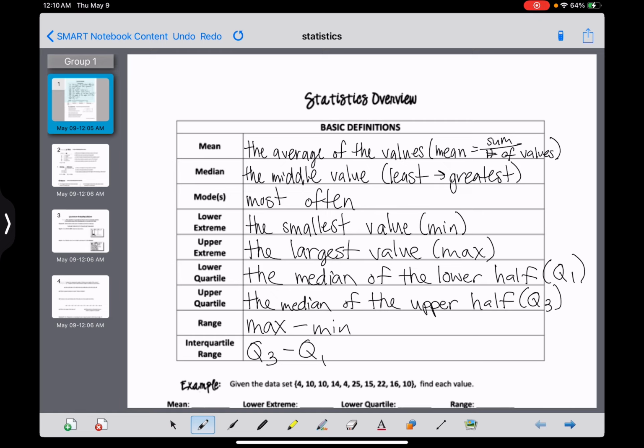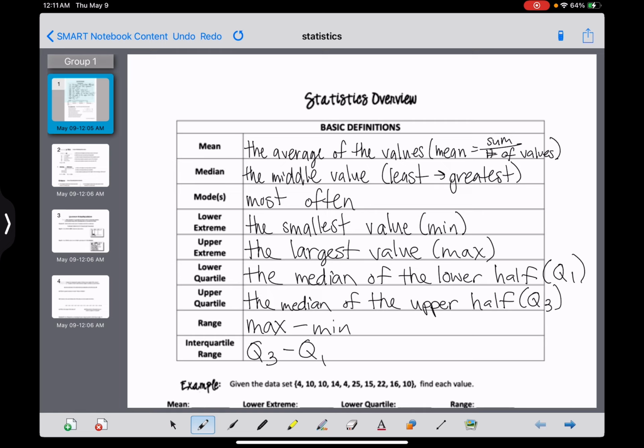Now, for a regular range, that is your maximum minus your minimum. However, if it's asking you for an interquartile range, you need to be careful. It's IQR, interquartile range. That's normally the upper quartile minus the lower one. So either Q3 minus Q1 or UQ, upper quartile, minus LQ, that lower quartile.